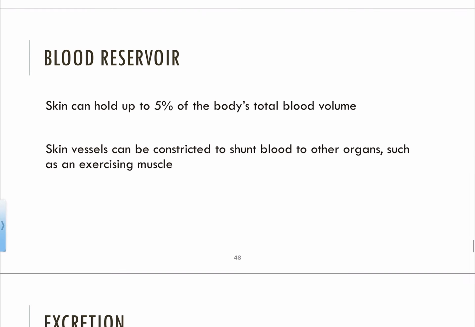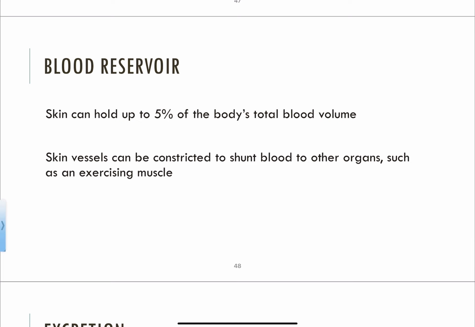Another function is a blood reservoir. So, about 5% of our total blood volume in our body is held in our skin, and specifically in our dermis, because our epidermis does not have any blood supply at all. And we can use the blood supply, so the vessels that are in our dermis, and we can constrict them when we need to, so we can shunt blood to other organs. So if we're exercising and we need to get our blood to our muscles and to our heart, we can constrict our blood vessels so that we can move the blood flow to the areas that we need it during that time.